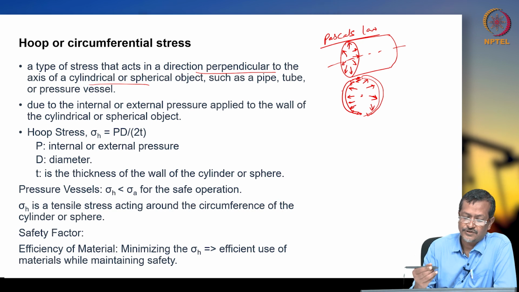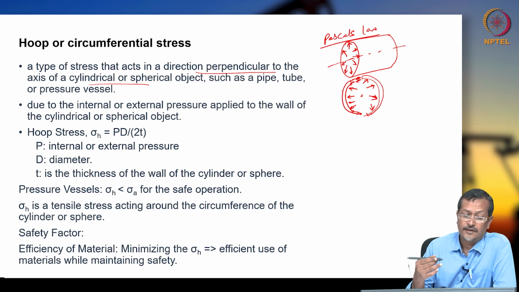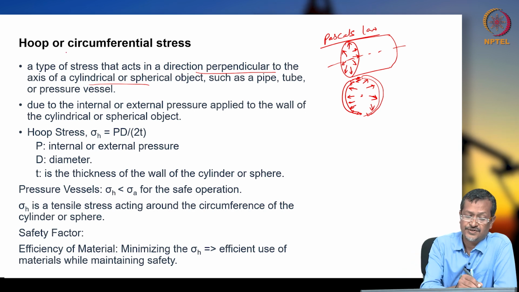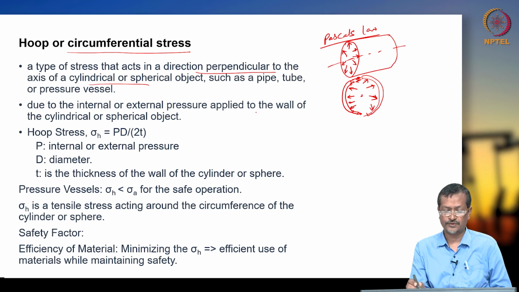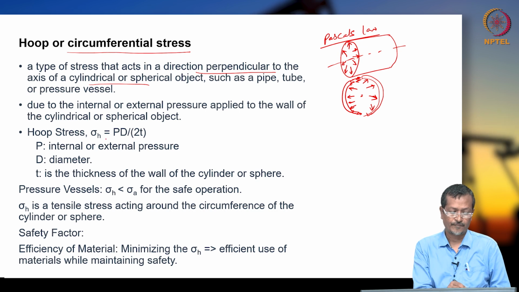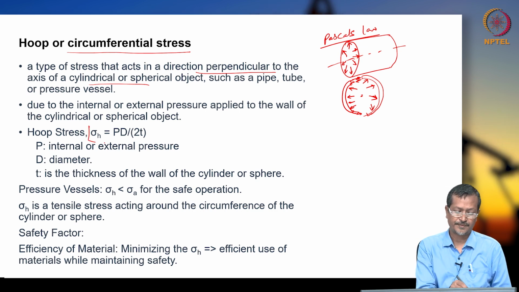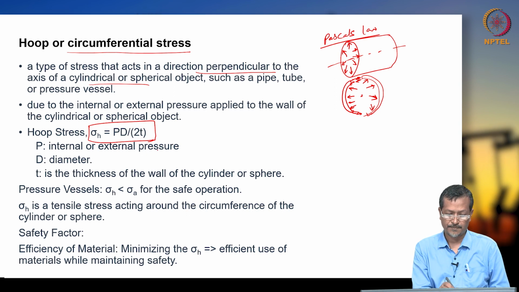Perpendicular to the axis of a cylinder or spherical object such as a pipe, tube or pressure vessel, that stress is called hoop or circumferential stress, due to the internal or external pressure applied to the wall of a cylinder or spherical object. Hoop stress, you should remember the formula: sigma h equals Pd by 2T, where P is the internal or external pressure.